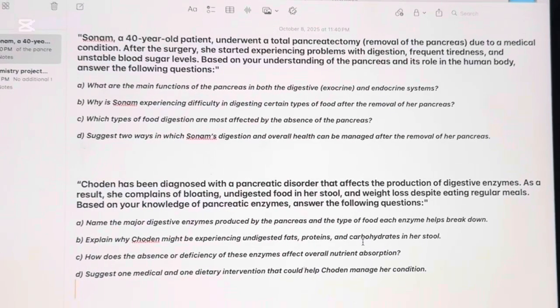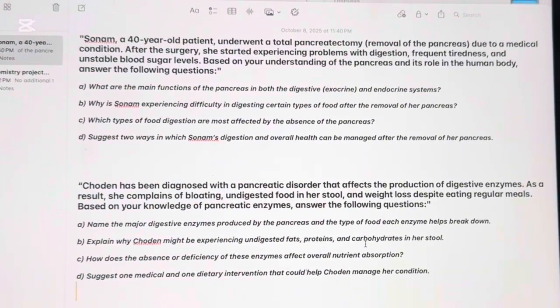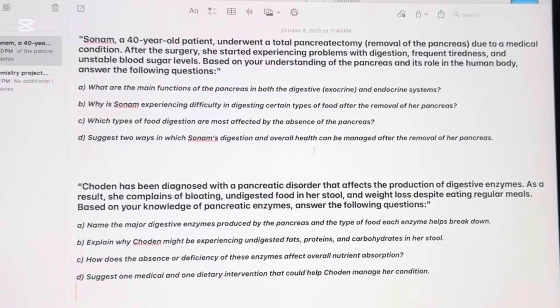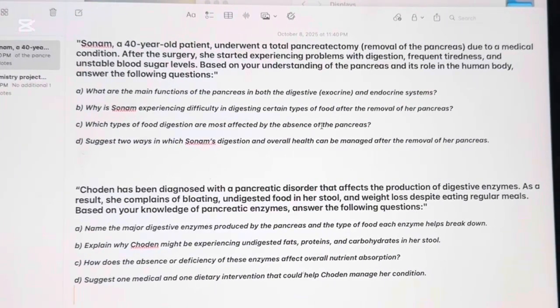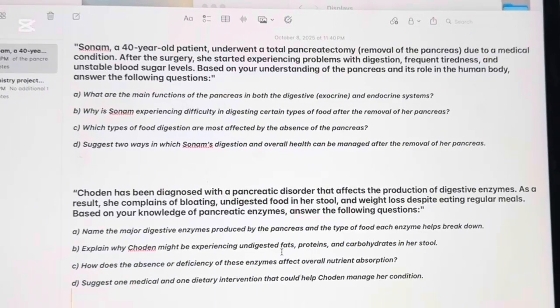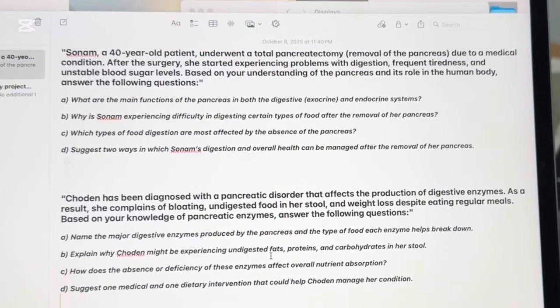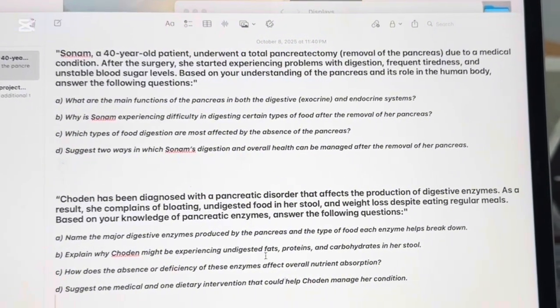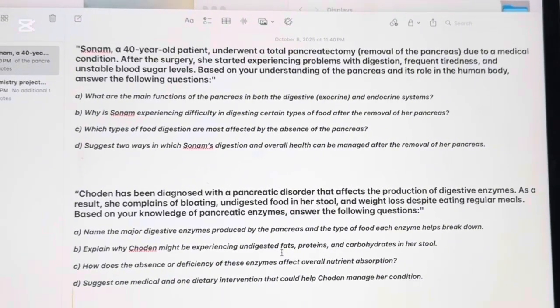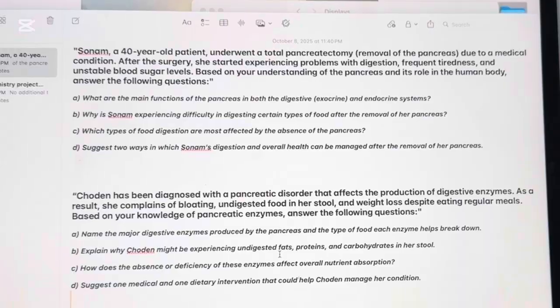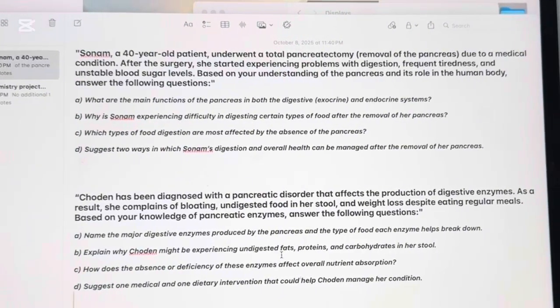Before we discuss the action of pancreatic amylase, I want you to take a screenshot of these questions. These are scenario-based questions, and answer them with honesty. Do not copy from your friends. Put in some effort, do some research, and answer the questions in your own language. All right?